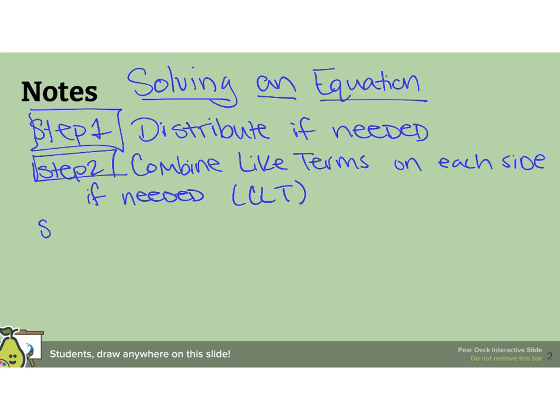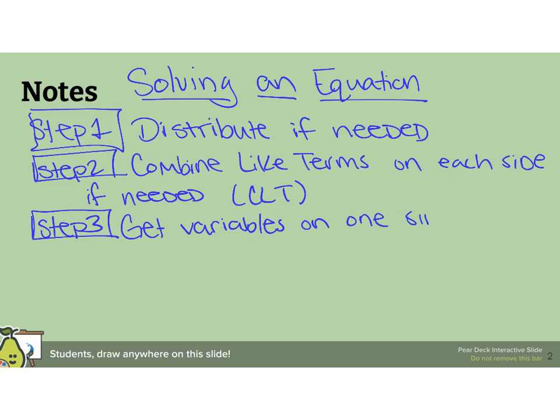Step 3, in 8th grade, we're going to have variables on both sides of the equal sign. We need to get all of our variables on the same side. So it's going to say get variables on one side. And we do the opposite, which is going to be adding or subtracting.